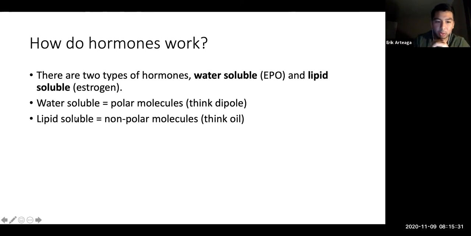So think of the water soluble hormones as being a little more quickly dispersed throughout the body, whereas lipid soluble hormones are going to have a longer effect. So again, think sex hormones in the gonads. Okay.